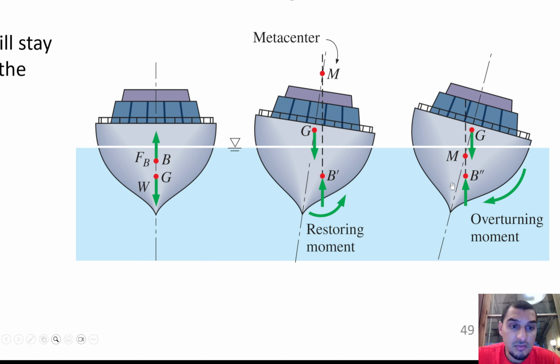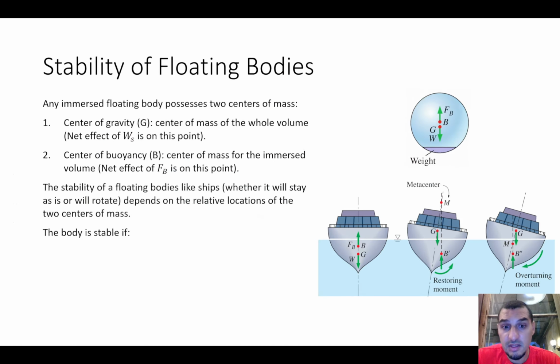If the relative positions of G and B are like in this figure, the net moment of these two forces is going to be in the direction of overturning the ship. So it's called an overturning moment. The net moment is going to act more towards rotating the ship. So this is an unstable state.